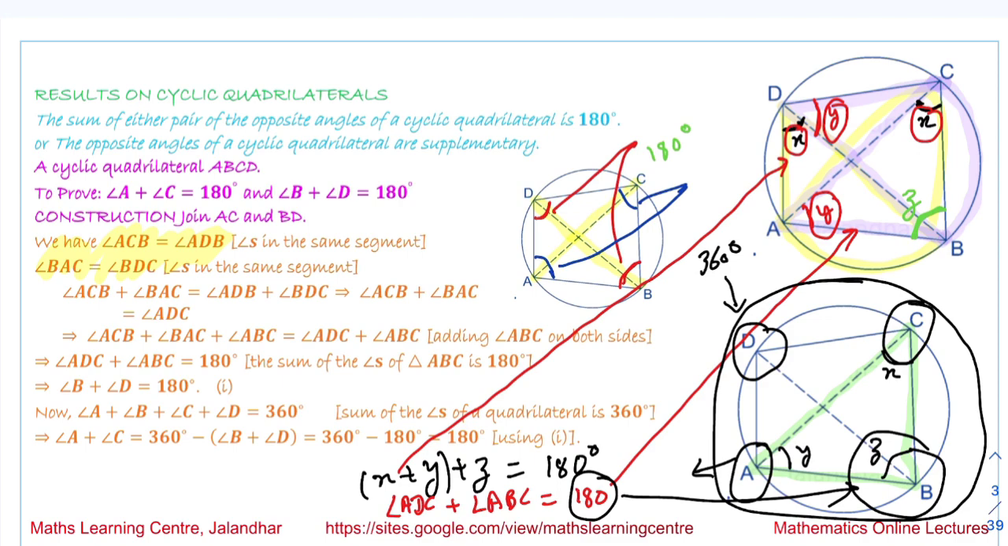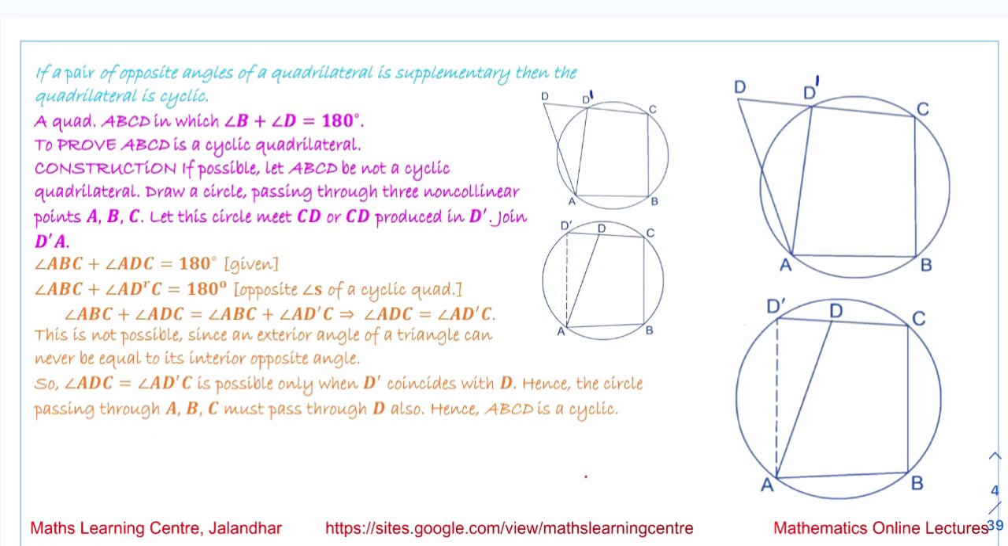Now the next result is the converse of the previous theorem, and it says that if the sum of a pair of opposite angles of a quadrilateral is 180 degrees, then the quadrilateral is cyclic. So we consider a quadrilateral ABCD, and we say that the sum of the opposite pair, the angle at B and the angle at D, is 180 degrees. We have to prove that this quadrilateral is a cyclic quadrilateral.